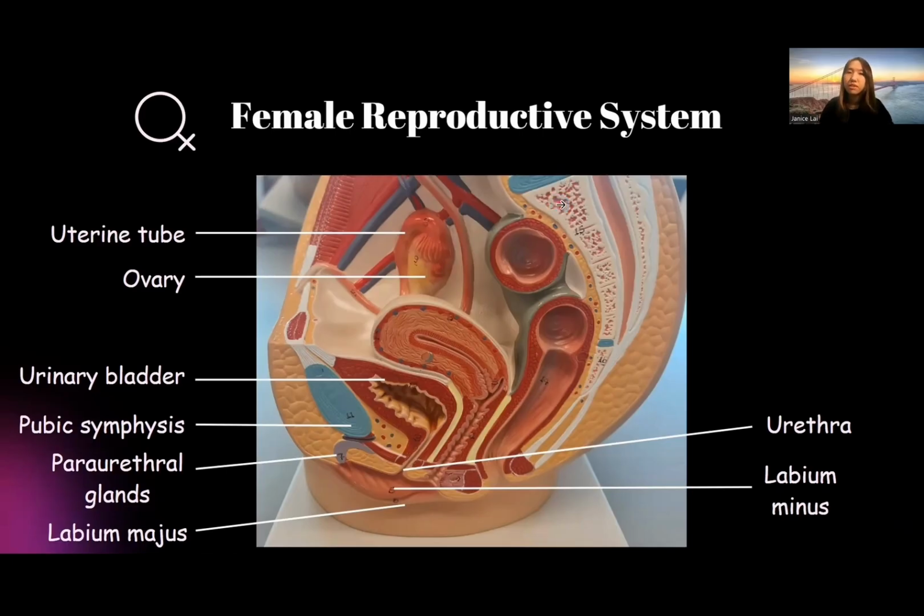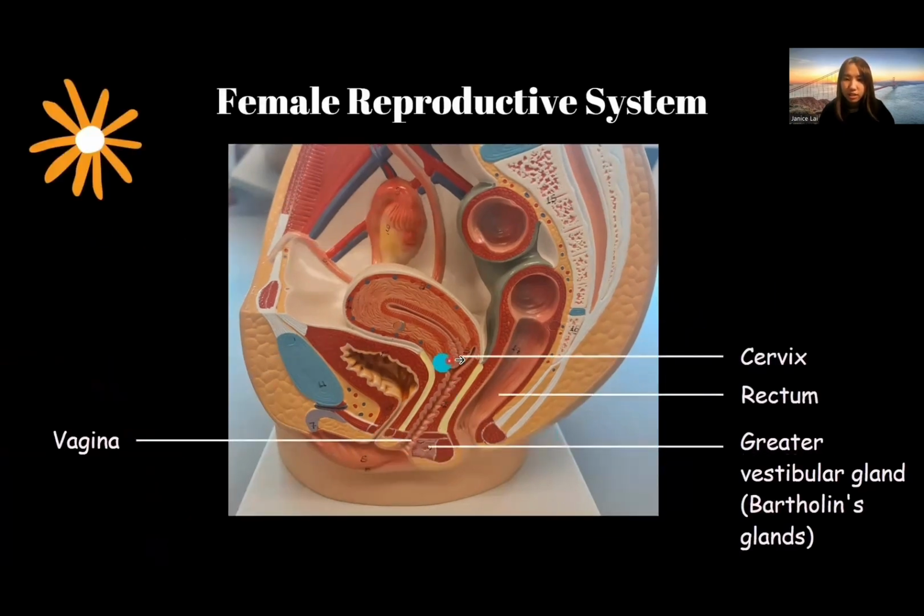Hi guys, I'm Ewan. So I'm going to introduce you to the female reproductive system. Over here, this is the uterine tube, and here is the ovary. Following this is the urinary bladder, and the blue colored one here is the pubic symphysis. This is the para-urethral glands. Over here, the lower one is labium majus, and the upper one is called labium minus. And this is the urethra.